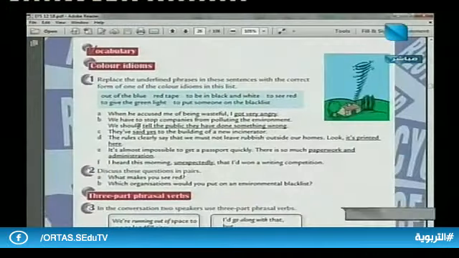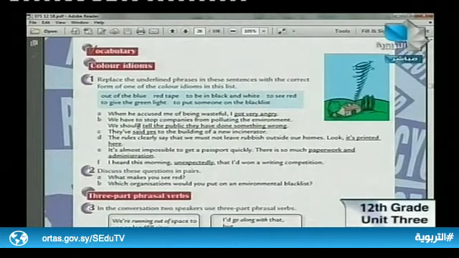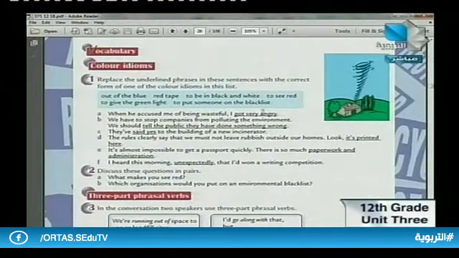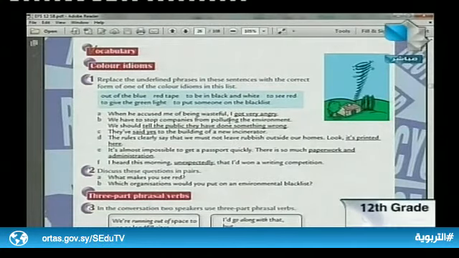Let me start with you, Miss Reem, the first one, please. Number A: when he accused me of being wasteful, I got very angry. The underlined words are got very angry, and I have to replace them with one of the idioms above. I think it is I saw red. It must be changed into the past, because we have the verb got in the past simple. So we can say, when he accused me of being wasteful, I saw red.